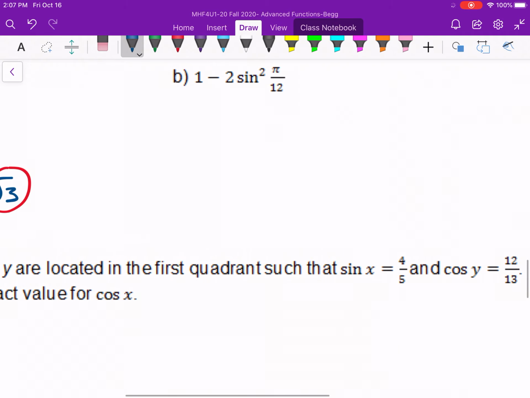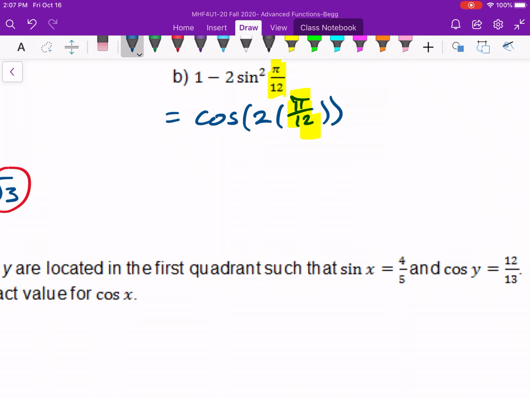Again, if I look at this, this is one of my double angle formulas, one of my versions for cosine. So my angle is pi over 12, but I recognize that this is going to be the same as the double angle for cosine, so cos 2 times my angle, which is pi over 12. 2 times pi over 12 is 2 pi over 12, but that reduces to pi over 6.